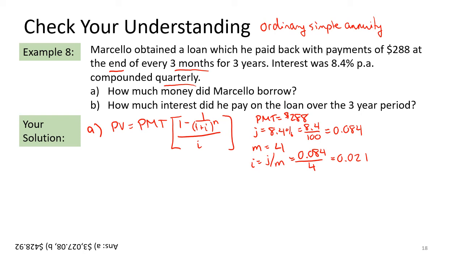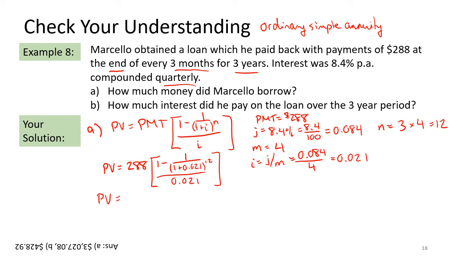Lastly, our value for N, well, we know that's 3 years, given in the question, and his payments are quarterly, so 4 payments a year. So in total, he's going to make 12 payments. Substituting all of these values in, your present value is equal to your payment, $288, times 1 minus 1 divided by 1 plus 0.021, and that's the exponent 12, divided by 0.021.